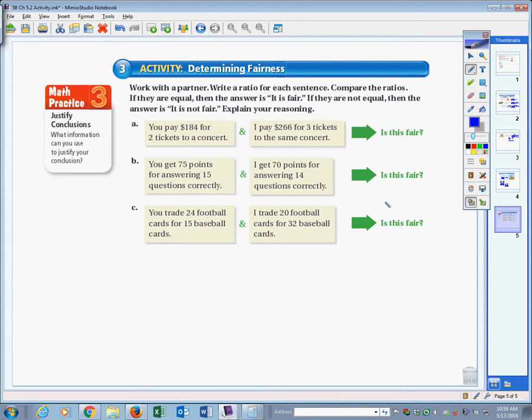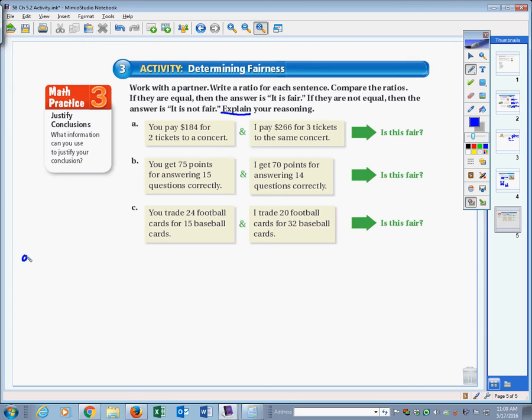Activity 3, again, we're comparing this to this, and they want to know, is it fair? So in your table groups, you're going to write a ratio for each sentence. Compare the ratio. If they're equal, then answer, is it fair? They want us to also explain our reasoning. So I'm going to give you time if you want to pause the video here for a few seconds and maybe work out the first problem. Actually, no. Let's do A together, and then you guys will do B and C and check it in your table groups. Okay, so it says you pay $184 for 2 tickets to a concert.